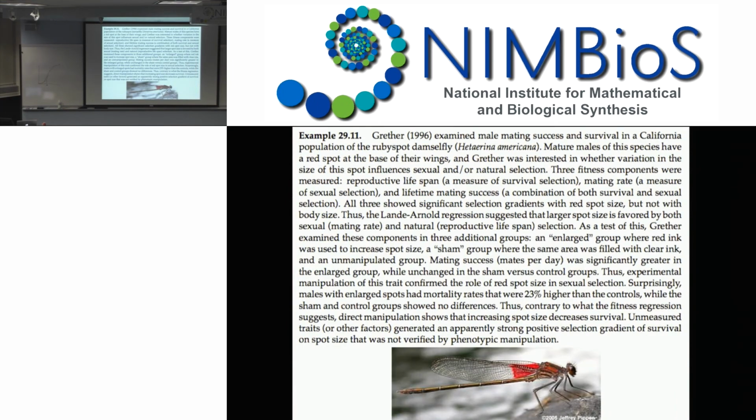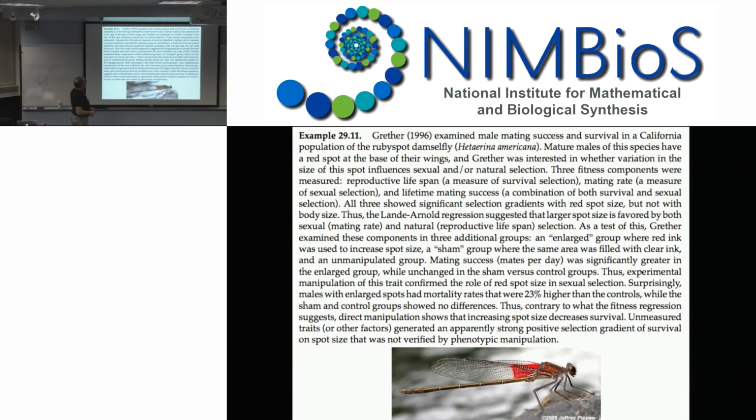Another cool experiment is the ruby-spotted damselfly. You can see why it's so named. And what these authors did in a little pond in California was basically to ask, does this spot have any impact on mate choice or on fitness? So what they basically did was they measured reproductive lifespan, how long they survived in the mating era, mating rate, and lifetime mating success, a combination of both.